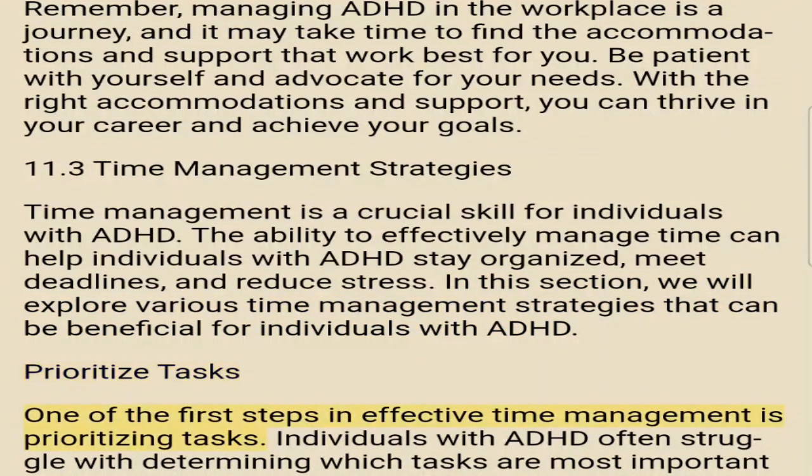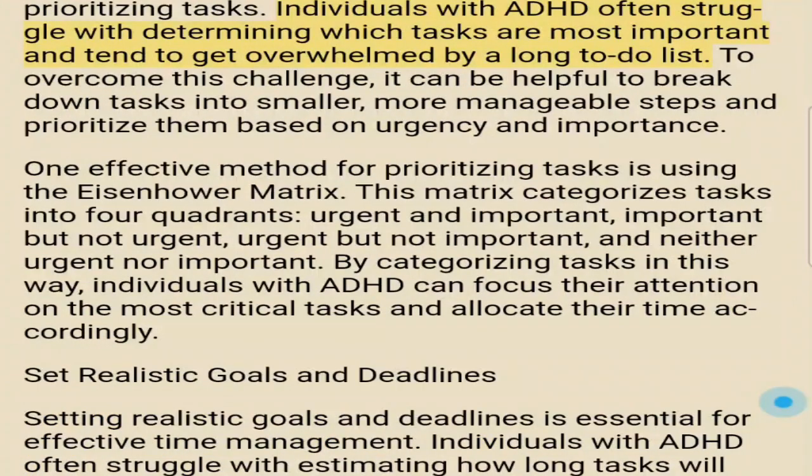Prioritize tasks. One of the first steps in effective time management is prioritizing tasks. Individuals with ADHD often struggle with determining which tasks are most important and tend to get overwhelmed by a long to-do list. To overcome this challenge, it can be helpful to break down tasks into smaller, more manageable steps and prioritize them based on urgency and importance.